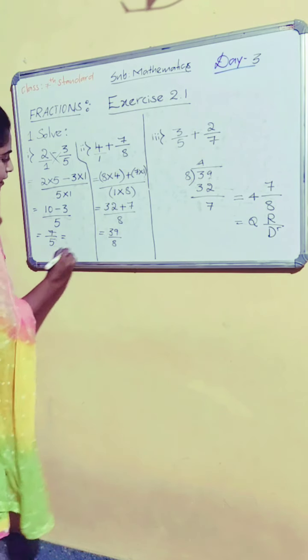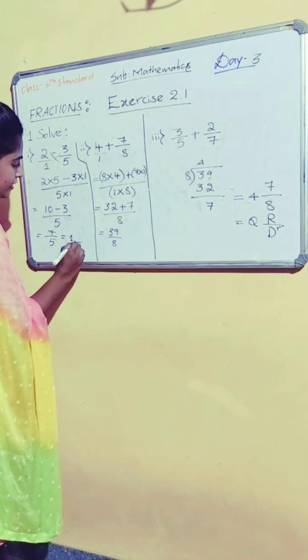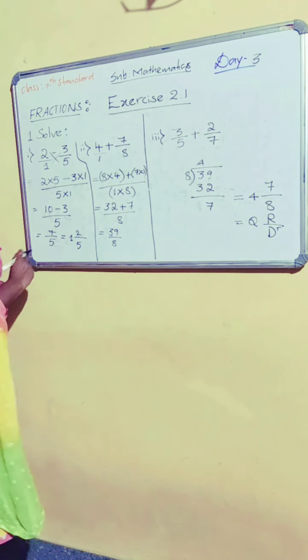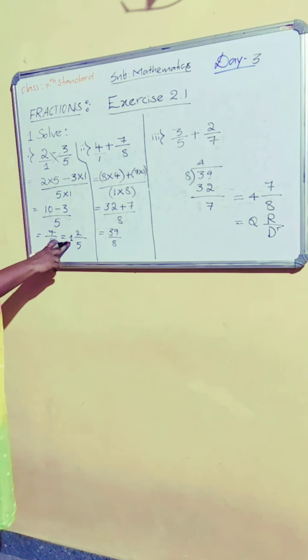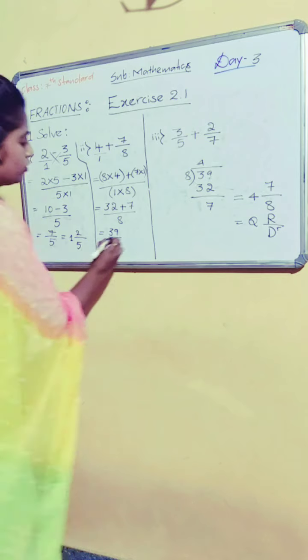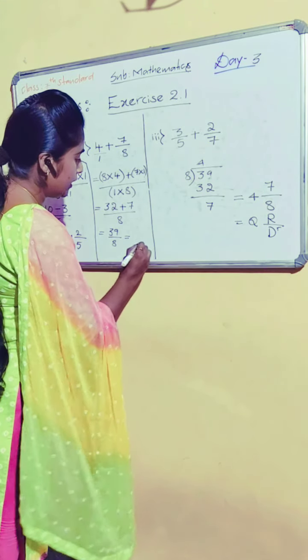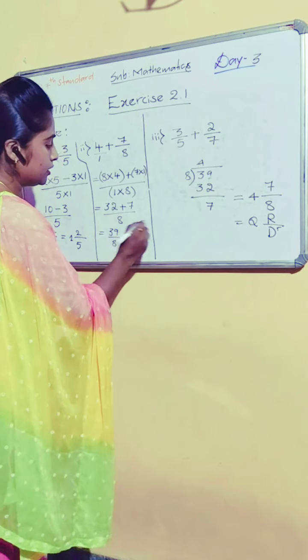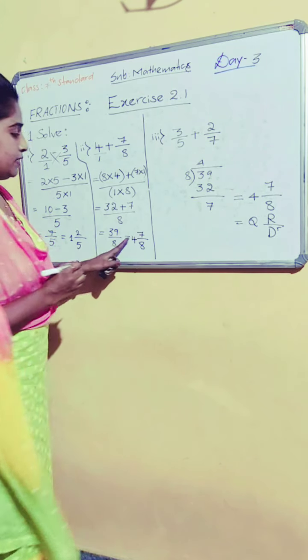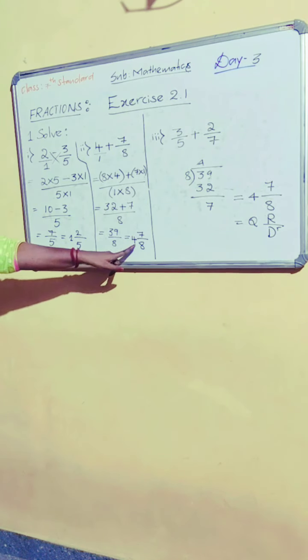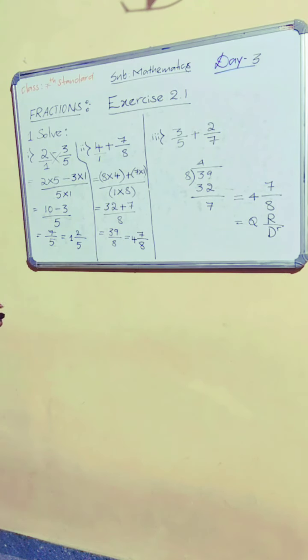How can I write this one? 5 ones are 5. What do I have to add to get 7 here? 2. So here the whole number is 1 and the fraction is 2 by 5. In the same way, 7 by 8 can be written as a mixed fraction: 8 4s are 32, 32 plus 7 is 39 by 8.